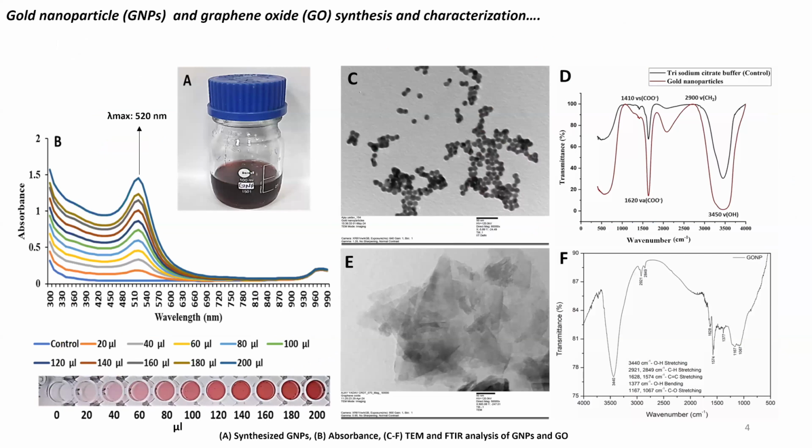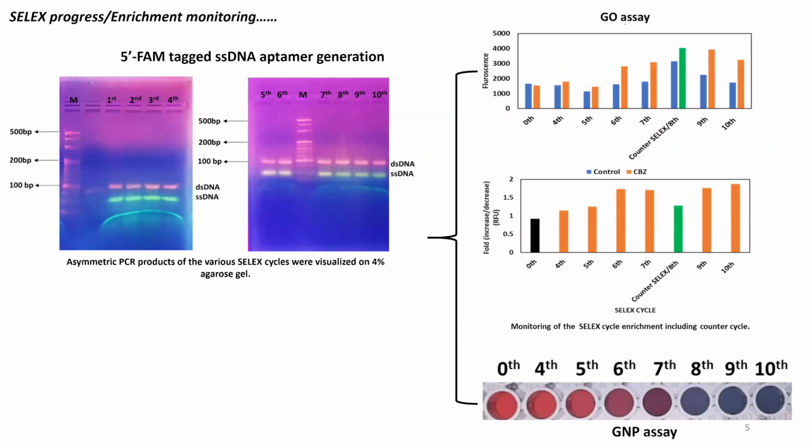Okay, now this comes into the picture. The main hook is the enrichment. How to track the enrichment of the SELEX, whether you are going the right way or the wrong way, and where to stop ourselves. For this, to track enrichment of the SELEX, we actually perform a GO assay, which is a fluorescence assay.